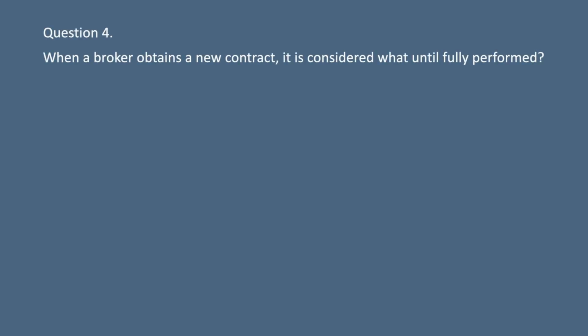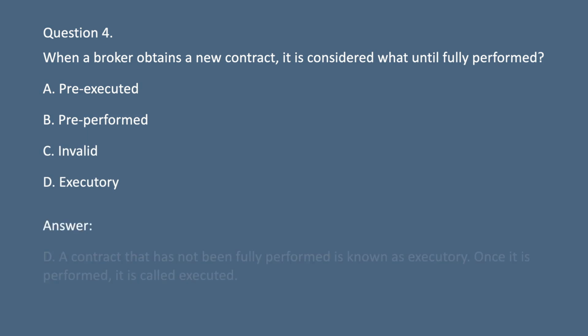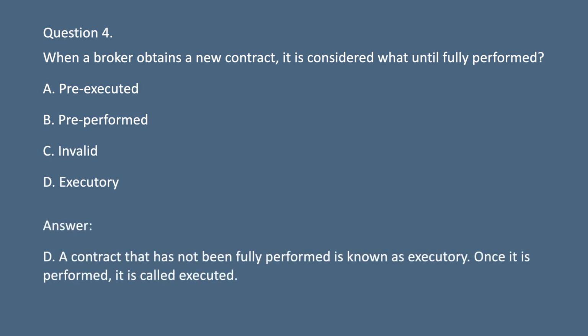Question 4. When a broker obtains a new contract, it is considered what until fully performed? A. Pre-executed. B. Pre-performed. C. Invalid. D. Executory. Answer. D. A contract that has not been fully performed is known as executory. Once it is performed, it is called executed.